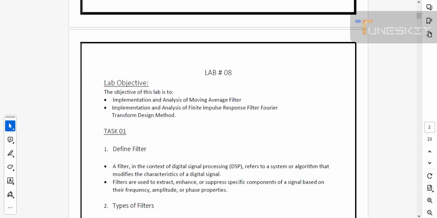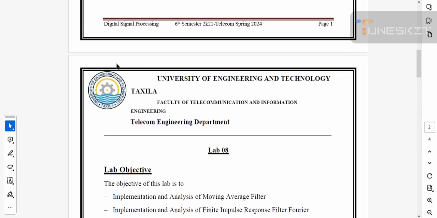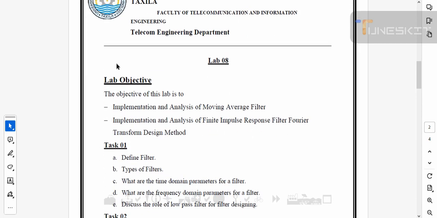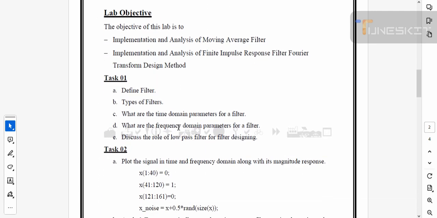Today we are going to discuss lab number 8 of DSP. The lab objectives are implementation and analysis of the moving average filter, and implementation and analysis of the finite impulse response filter using the Fourier transform design method. So in task number 1, define filter.